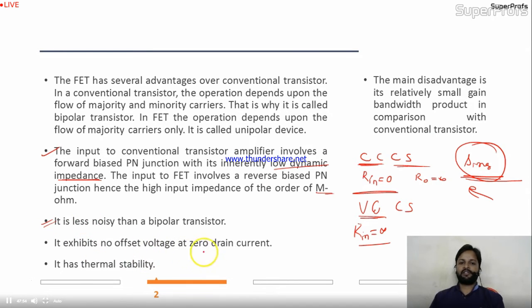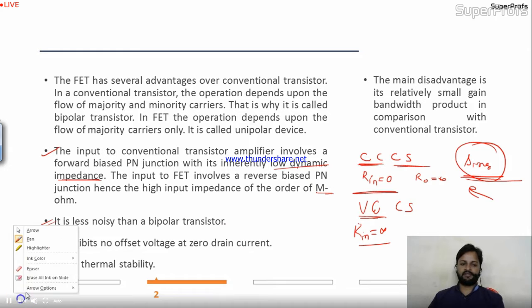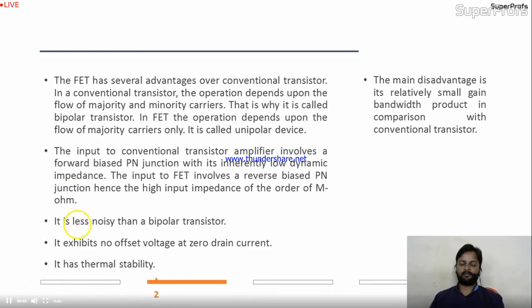It exhibits no offset voltage at zero drain current. If the drain current is zero, there is no offset. Offset means, see, wait. What they are saying: it exhibits no offset voltage at zero drain current. In the BJT, if you see, there will be two junctions. And because of the junction, the capacitance of itself is there. So because of that capacitance, you have stored charges around it and you are getting the barrier potential 0.7 in it.